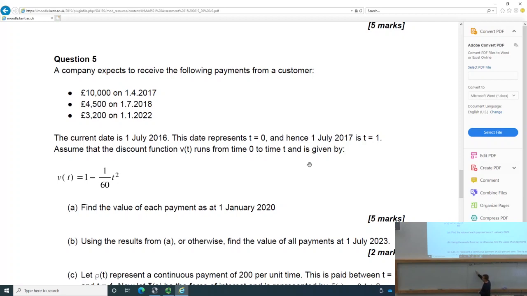So let's do a timeline, first of all. I think that's the best one. And we'll just do one cash flow to start with. Let's take that first one. So it was 10,000. So it's 10k on the 1st of April 17.